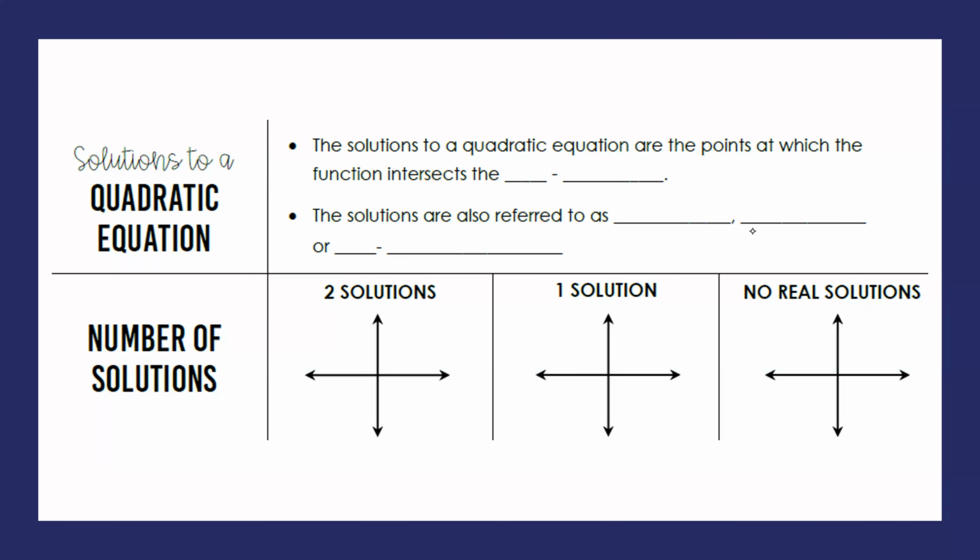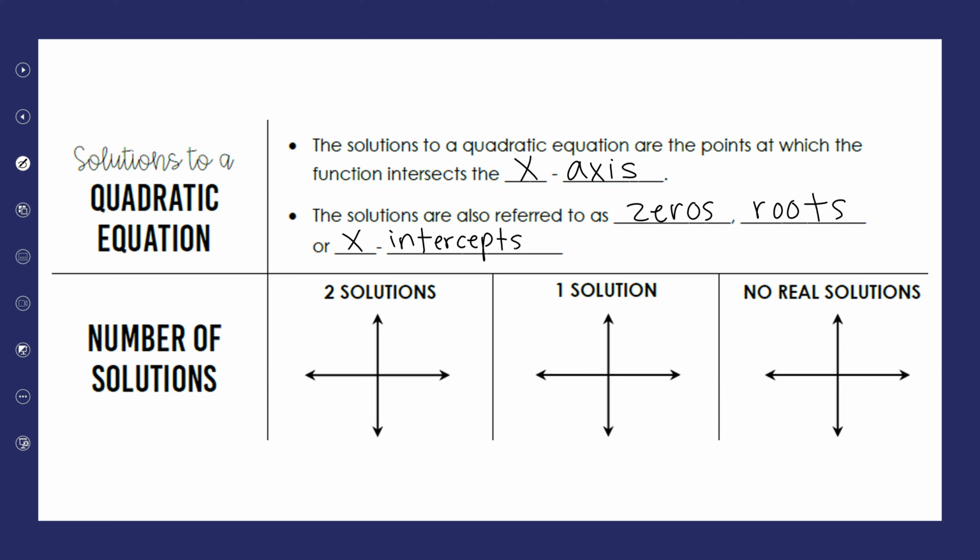Okay, so guys, we're going to be talking about solutions to quadratic equations. So solutions to a quadratic equation are the points at which the function intersects the x-axis. And guys, points that intersect the x-axis, what are those called? X-intercepts, okay? So guys, solutions are referred to as zeros, roots, or x-intercepts.